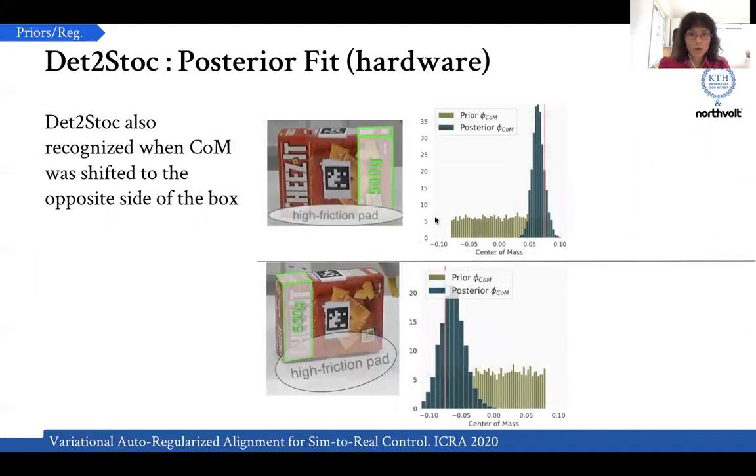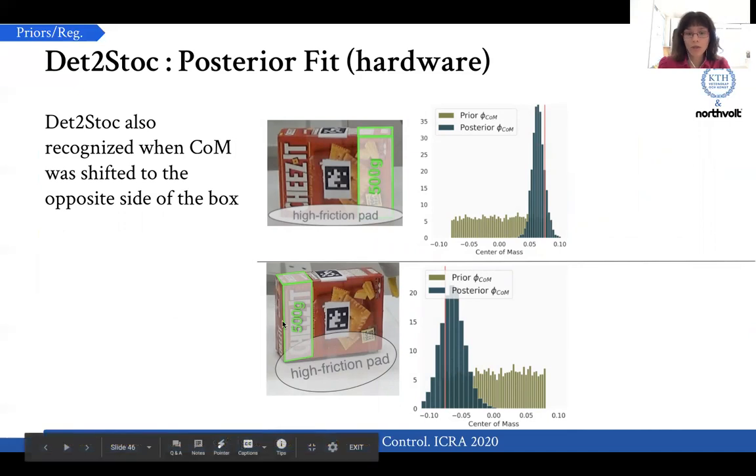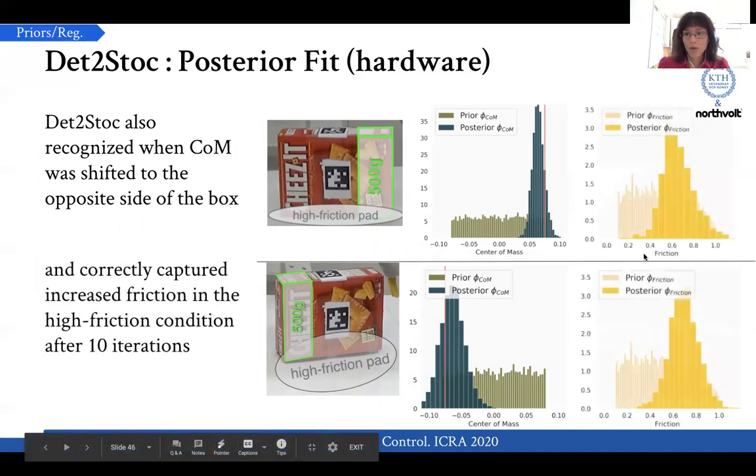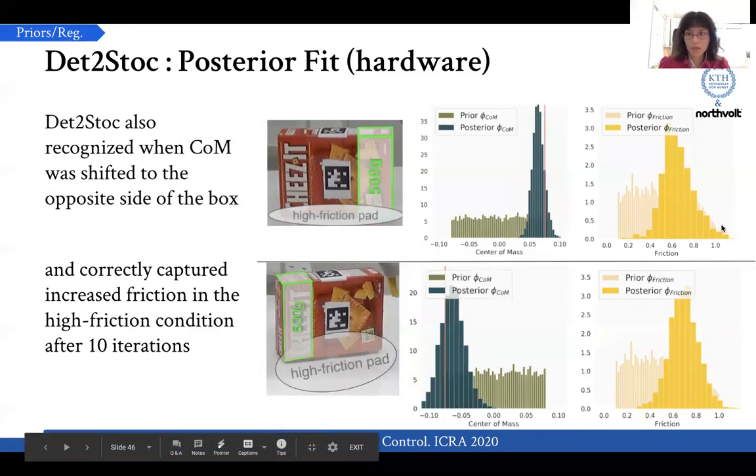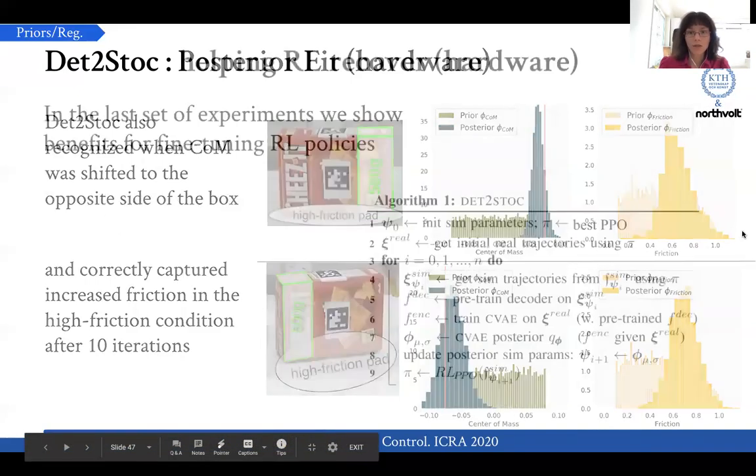And we can show that after further iterations, we can also obtain these estimates for the more challenging high friction condition. Here, the center of mass of the box is on the other side, and we can infer it. So we can see how the center of mass is different, and also that the friction is indeed estimated as an increased friction.